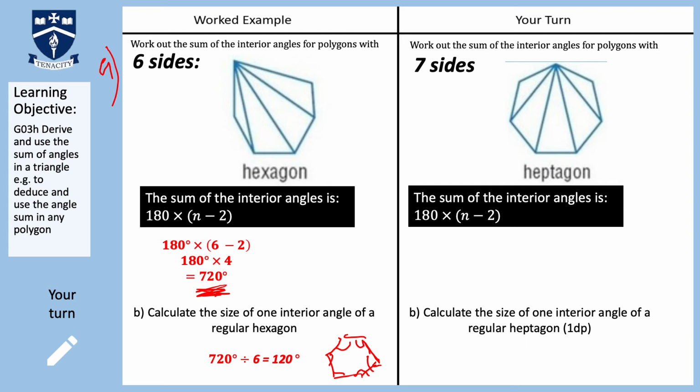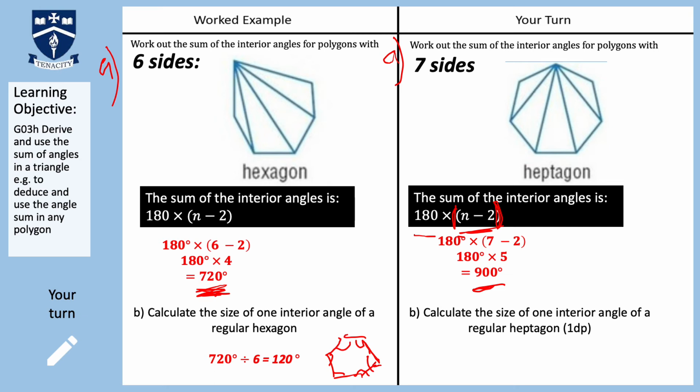So for part A, it told you to work out the sum of the interior angles. You know the formula is 180 times n take away 2. Substitute in the 7 to the n, number of sides. That would give me 180 times 7 take away 2. Remember to put that part in brackets. You need to do the subtraction part first, so always put that in brackets. Remember BIDMAS. 180 times 5, which is 900 degrees. So the answer for part A is 900 degrees.